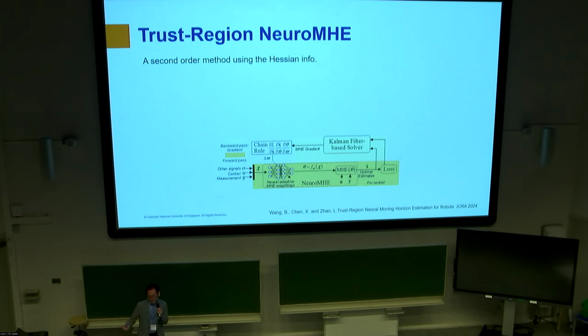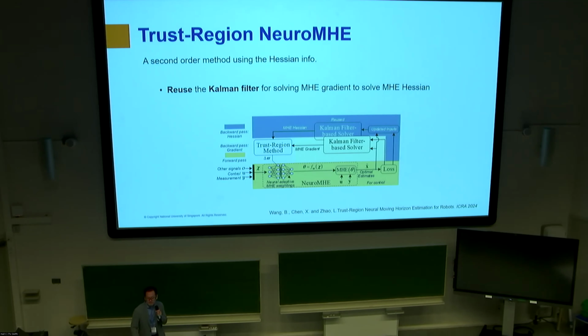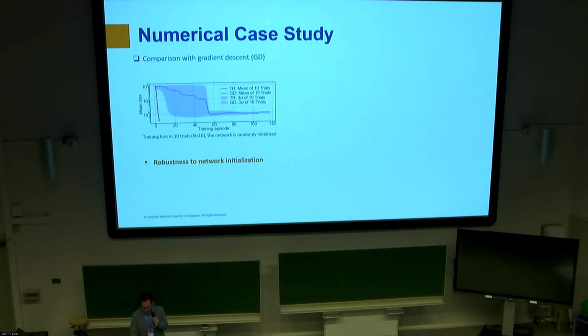So we further propose this trust region neural MHE, where we use the second order Hessian information to train the neural network. And interestingly, the Hessian information can also be calculated based on the same Kalman filter structure. So you have 2 backpropagation loops. One Kalman filter solves the MHE gradient, the other solves the MHE Hessian. The result is very impressive.